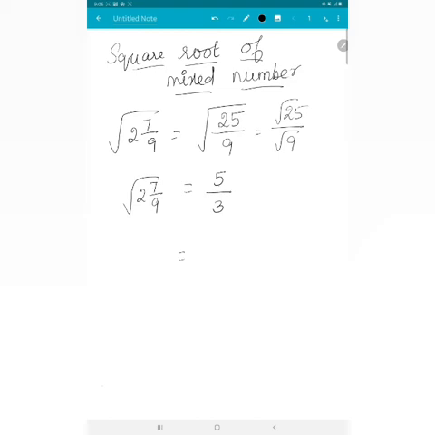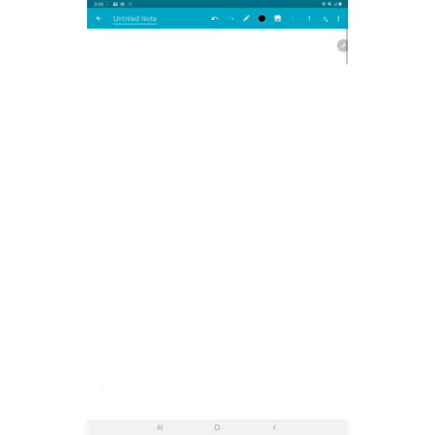Otherwise, this 25 by 9 is nothing but root of 5 square by 3 square. So the square will be cancelled. So the answer is 5 by 3. If you want to do it directly, you can do it. No problem for that. So this is the method to find the square root of a mixed number. Next, let me discuss exercise 1.4.